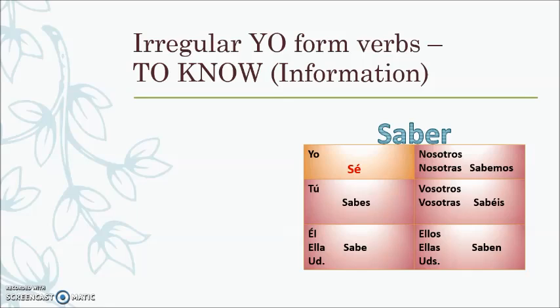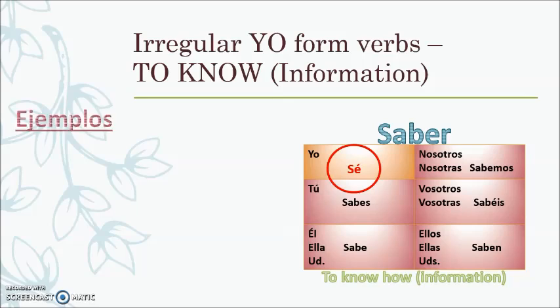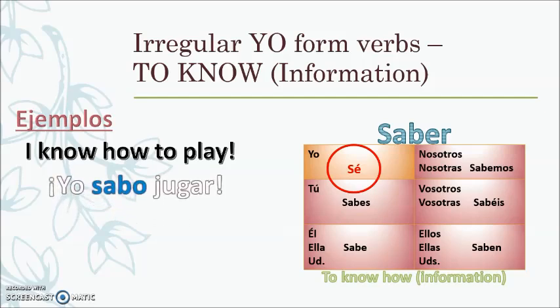The next verb is also an irregular yo form verb, which is saber, which is the verb that means to know how to or to know information. This is irregular in the yo form, and it is yo sé. If it were a regular verb and I wanted to say I know how to play and I didn't know that it was an irregular verb, I would take off the ER and say sabo.